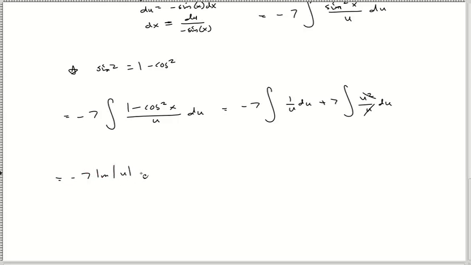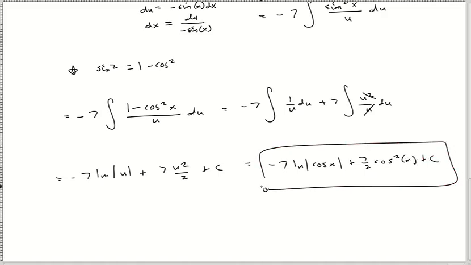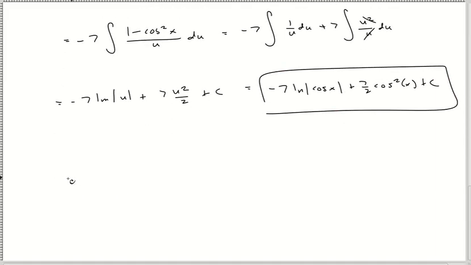ln of u. On this side, I just got a plain old u, so that'd be u squared over 2 in the end, plus c. Of course, I plug back in my u, which was a cosine x. 7 halves cosine squared x plus c. There you go. We did it. That was it. Next question.